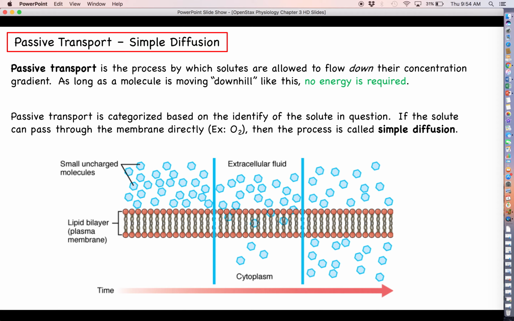Passive transport actually comes in two different varieties, and we categorize it based on the identity of the solute in question. So far, we've talked pretty much exclusively about molecules that can pass through the membrane directly. Take an example like oxygen. A molecule of oxygen is a very small molecule. It carries no electrical charge, and it is completely nonpolar. So it is a perfect fit for the type of molecule that can move directly across the membrane all by itself. Anytime something like oxygen moves from high to low concentration across a membrane, we call this simple diffusion.